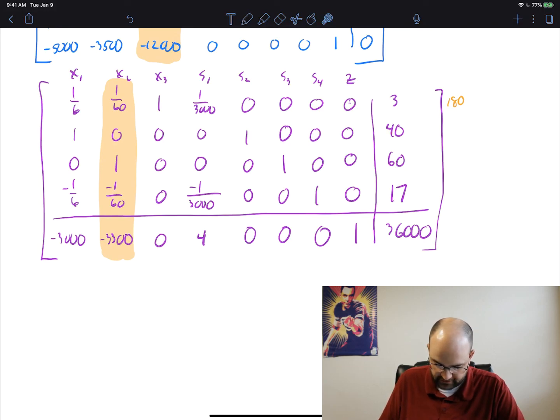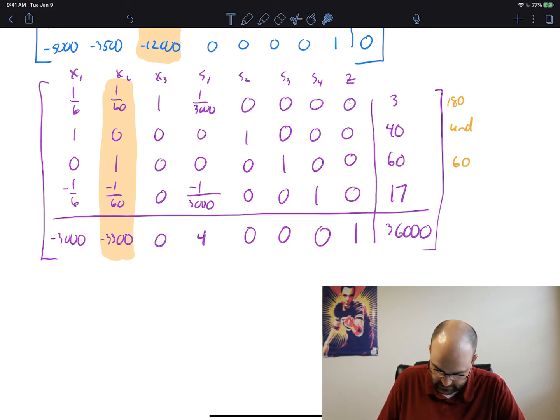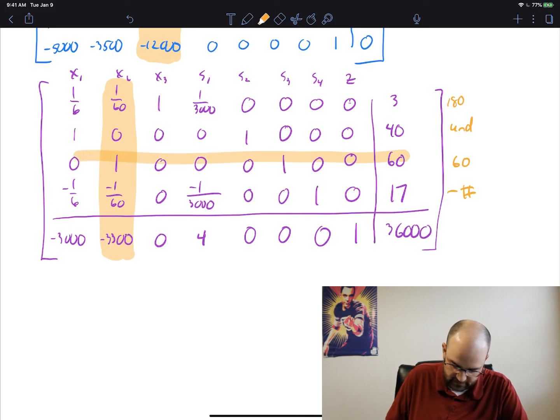Then we have 40 divided by 0, that is undefined, because we're dividing by 0, so that will never be the pivot row. 60 divided by 1 is 60. And 17 divided by negative 1/60 is negative some number. But because that's negative, that will never be a pivot row. So that's the reason I'm not going to worry about the number. So we have just the 180 and the 60, so the smallest of those is 60. That means that this is in fact the pivot row.